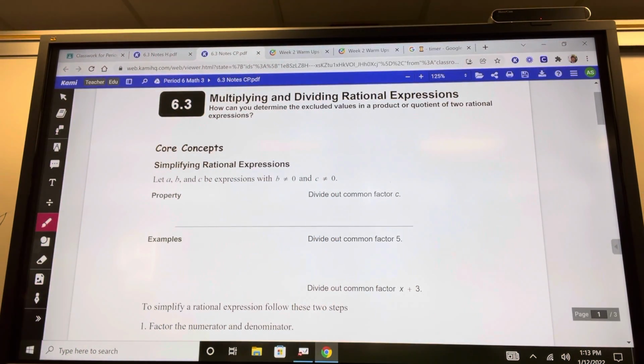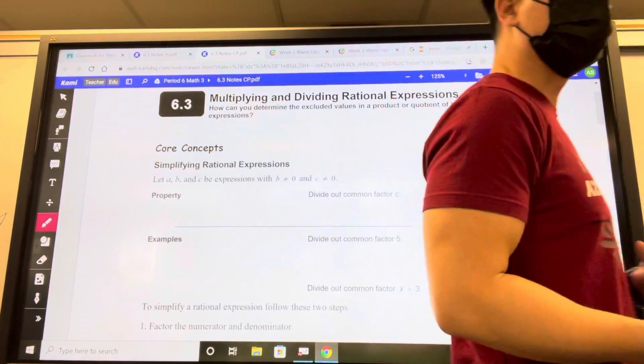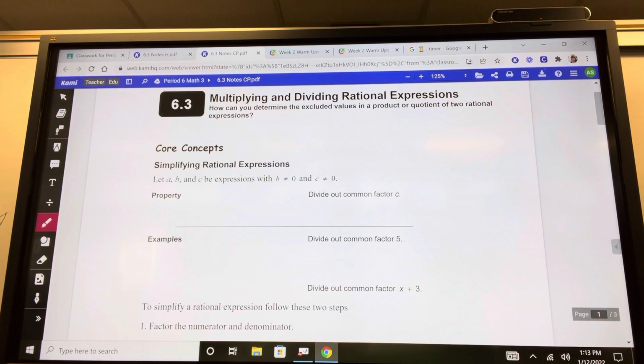6.3, we are multiplying and dividing rational expressions. Our EQ is how can you determine the excluded values in a product or quotient of two rational expressions. We've been working with rational expressions for the last few sections now. So we've looked at y equals a over x, we've graphed it out, we've translated them left, right, up, down, all that good stuff. So what we're doing today is we're going to be multiplying them specifically.